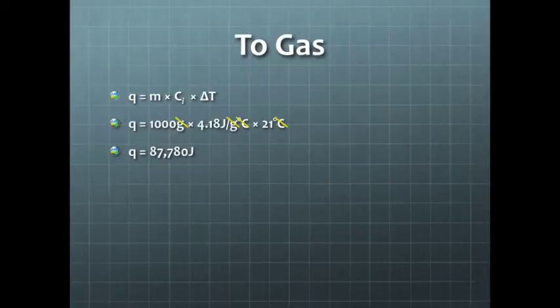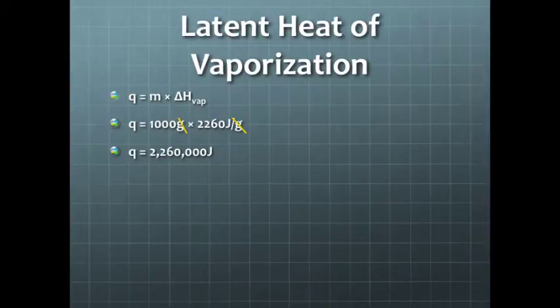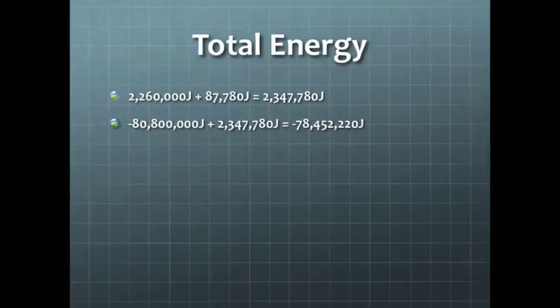Now, the latent heat of vaporization is something different, which is basically just the mass again, 1,000 grams, times 2,260 joules per gram, which is the latent heat of vaporization, and that gives me 2,260,000 joules. And to find the total energy, I have to first add those two up, to find the total energy it would take to change the water into a gas.